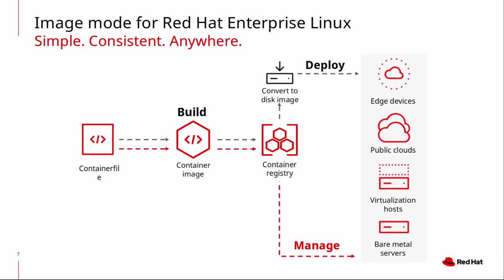And then we need to store that image somewhere. And again, we're dealing with containers, so it has to go into a container registry. Once it's in that container registry, we can then deploy that onto a system that is going to run Red Hat. Well, that needs to be in some form of a disk image. So we have the tooling to convert that container image into an applicable disk image. And we have, I think, 6 different disk formats that we support, and we'll go into those.